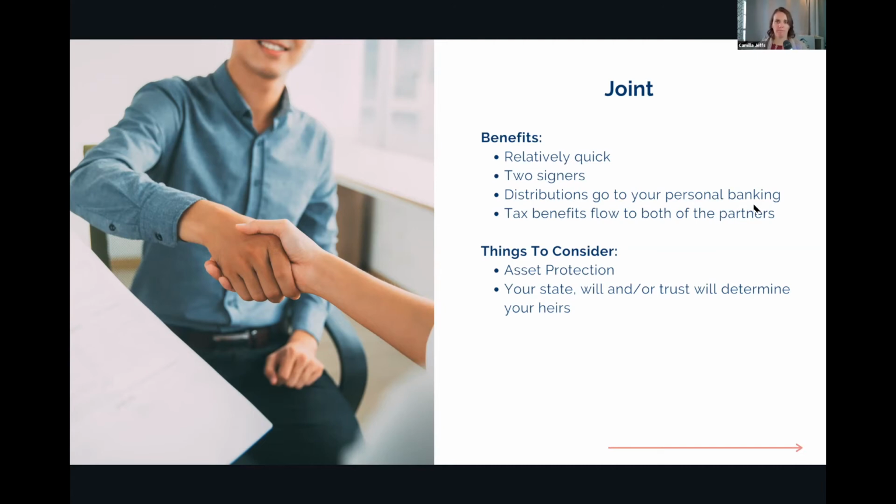The distributions will also go to a personal bank account, right? A bank account that has joint owners, with both of you on it. That's where the distributions would go. And then tax benefits will flow to both of the partners. If you're filing jointly, then it's very simple. If you're filing separately, you need to talk to a CPA about how to distribute those tax benefits. So again, same things to consider: asset protection, how to determine the heirs, and what happens with the asset if you were to pass away.